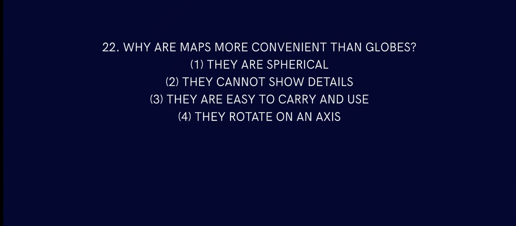Question number 22. Why are maps more convenient than globes? They are spherical, they cannot show details, they are easy to carry and use, they rotate on an axis.